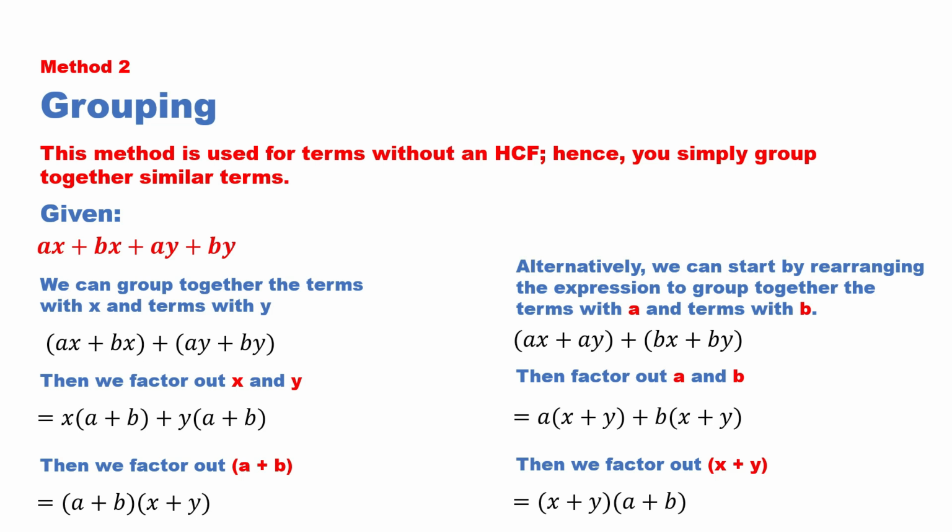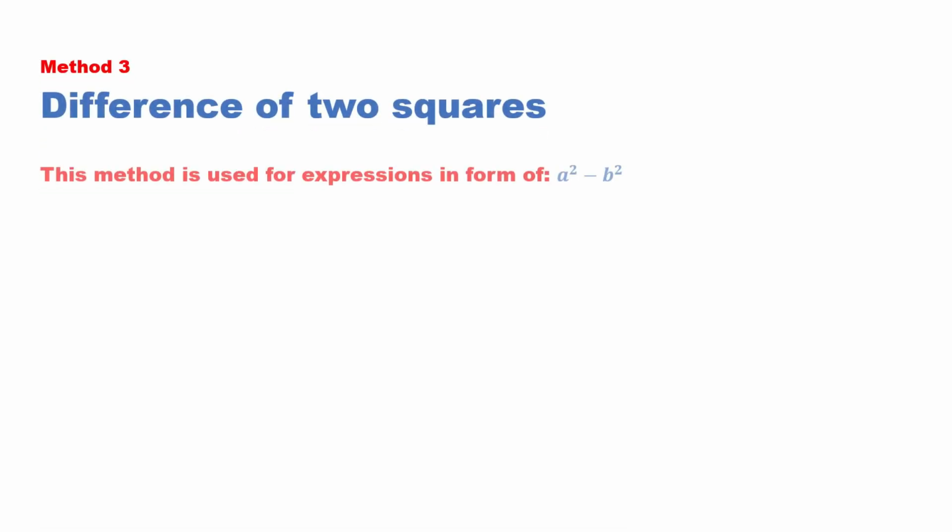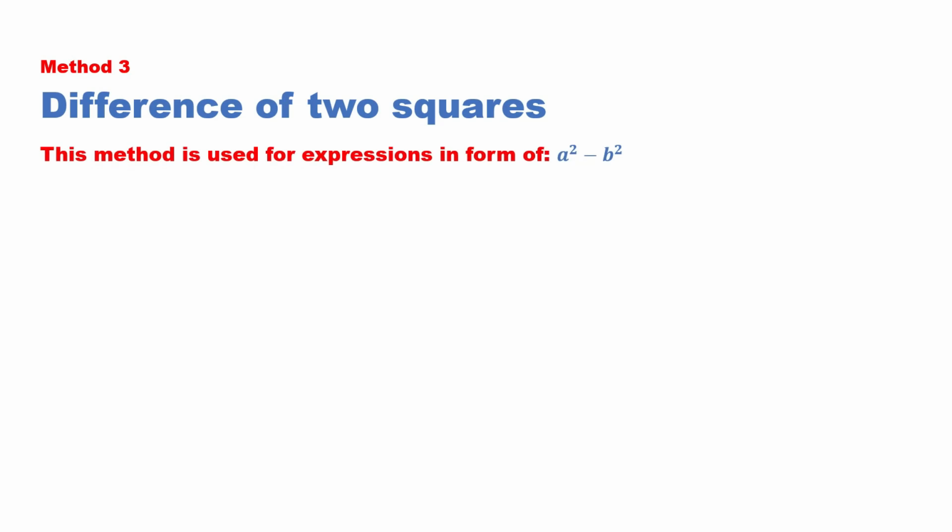Method 3, the difference of two squares. This method is very simple and is used in expressions which are in the form of a squared minus b squared. So, to factorize this, you simply make two brackets. One bracket with a plus b and the other bracket with a minus b. Let me give you two examples for better understanding.